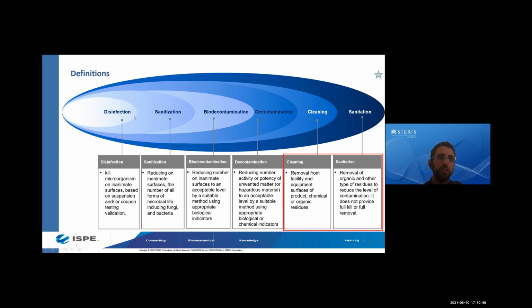Disinfection is a more regulated term in the sense that you have to demonstrate a certain kill on an inanimate surface, for example, stainless steel or epoxy, based on lab studies through suspension or coupon studies. And our last term that may be used is sterilization. This is well harmonized through the different pharmacopoeias, so I don't need to go into the details of what it means.